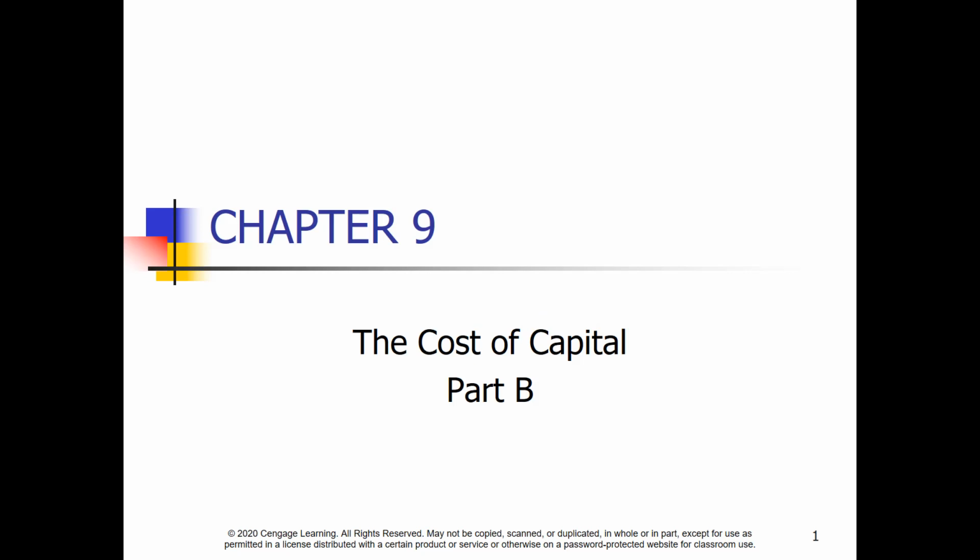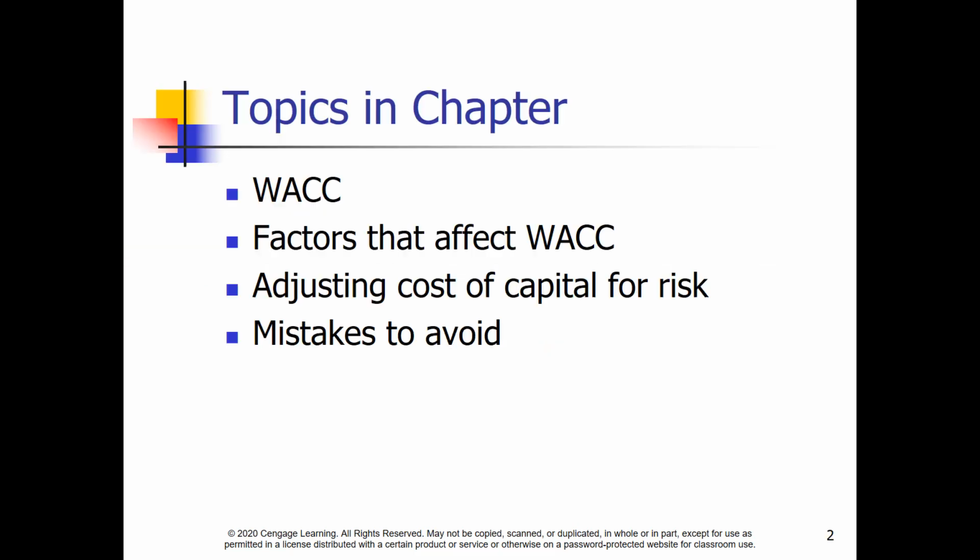In Chapter 9, Part B, we'll complete our coverage of the weighted average cost of capital. We've calculated all the needed cost of capital components for the WACC formula. We just need to find the weights for each type of capital, plug them in to get our cost of capital. We also need to discuss factors that affect a firm's cost of capital, how and when to adjust for risk, and finally look at some common mistakes to avoid.